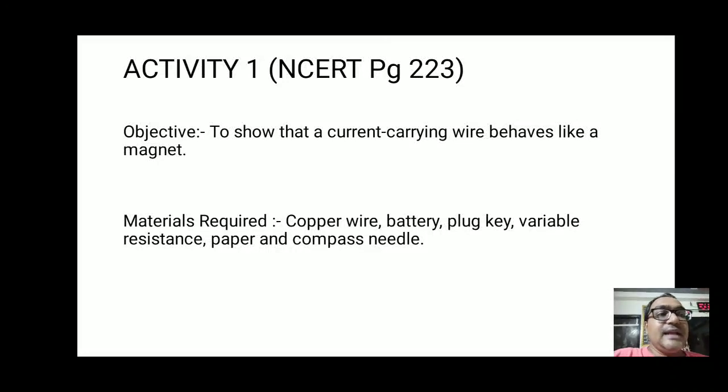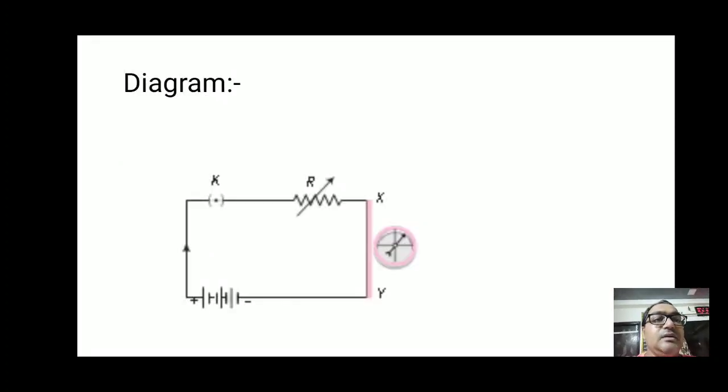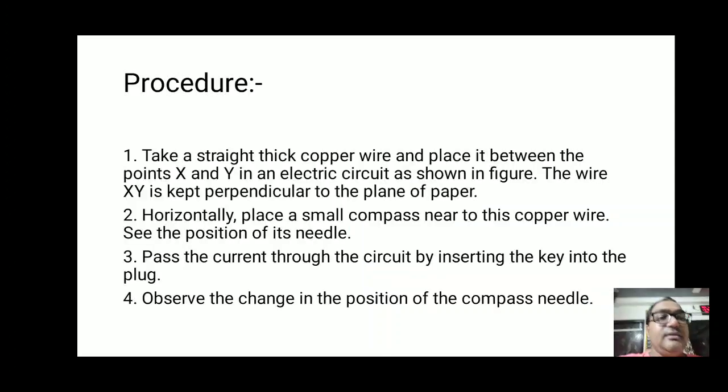Second point, for describing this activity, which apparatus or materials are required. You mention all the apparatus names here: copper wire, battery, plug key, variable resistance, paper and compass needle are required. These materials are required for describing this activity. So this is the diagram of this activity, and you have to draw this diagram. Battery connected to wire, plug key, rheostat, XY, where you connect the copper wire, and you keep the compass nearby. Then you have to write the procedure.